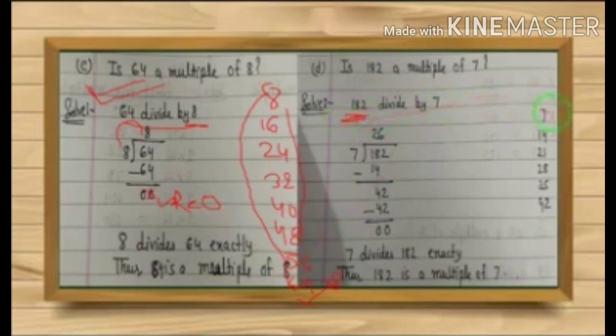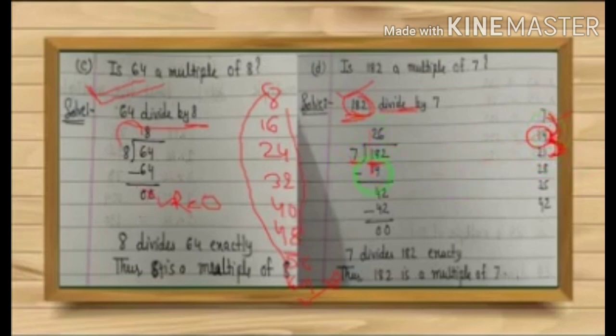Next question, is 182 a multiple of 7? Students, we can learn the table of 7 till 7 tens are 70. But here 182 is a 3-digit number. So it is not possible to write the table of 7 till that number. It is so irritating. So we use the division method here. First we divide 18 by 7. So here 7 twos are 14. We divide 18 by 7. It gives us quotient 2 and remainder 4.